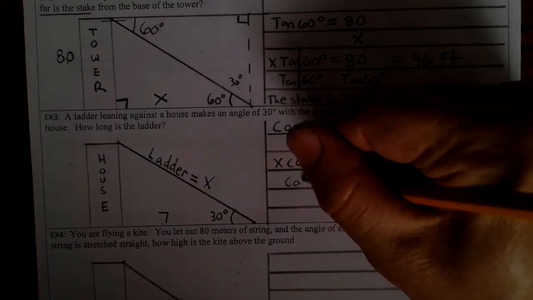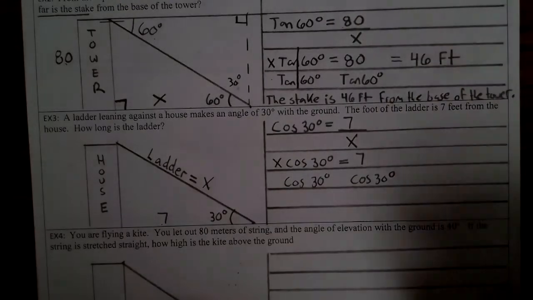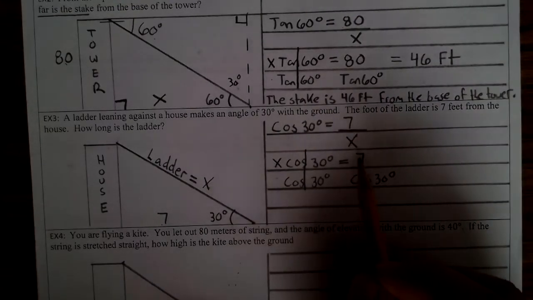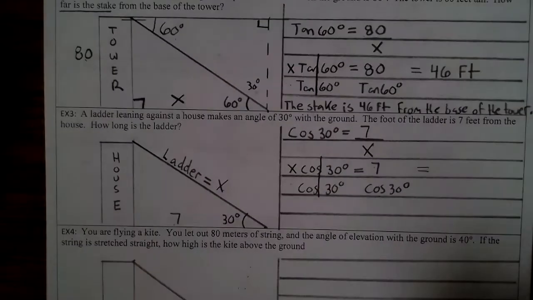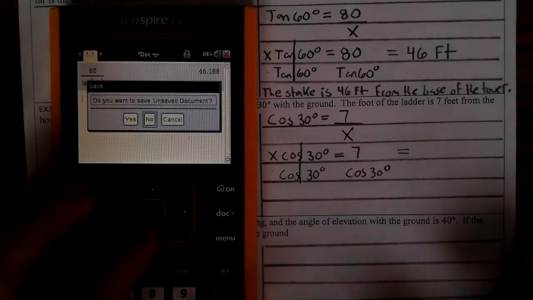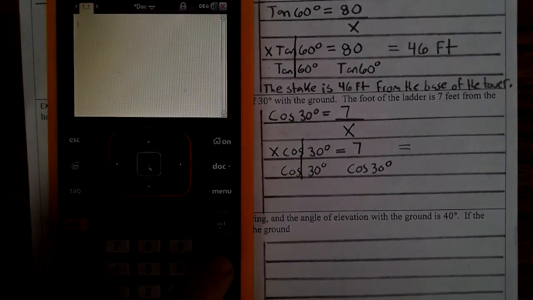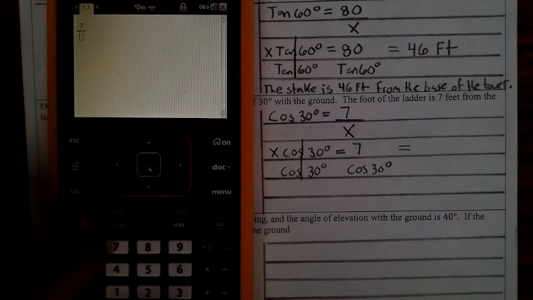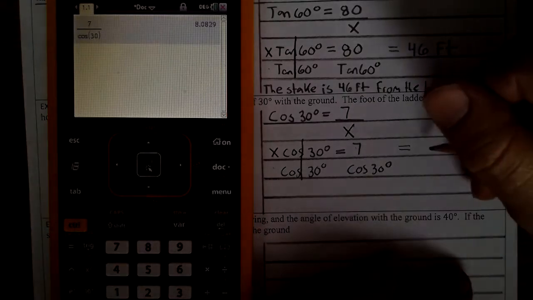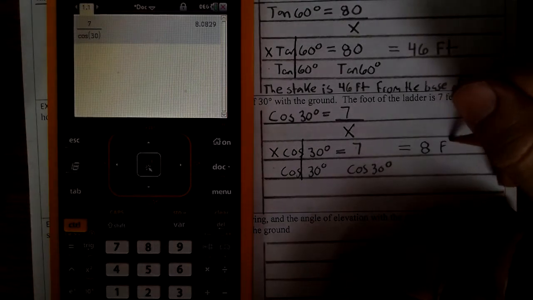Divide both sides by cosine of 30 degrees. Well, cosine 30 degrees divided by cosine 30 degrees is 1. So x equals 7 divided by cosine of 30 degrees. So let's plug that into our calculator. On, new document, no. Add calculator. So we're going to do control divide, 7 divided by trig cosine of 30, enter, and it is equal to 8 feet.